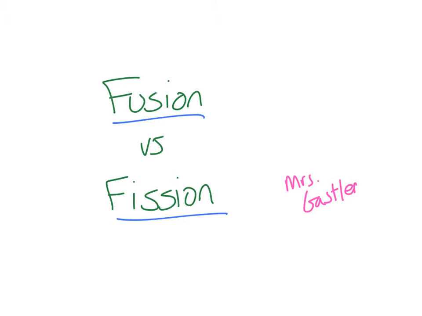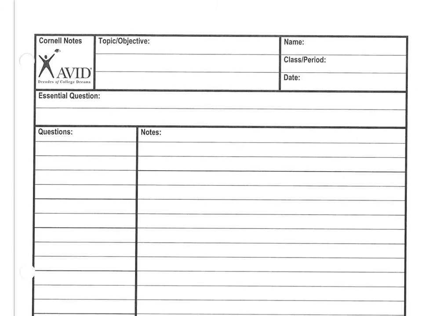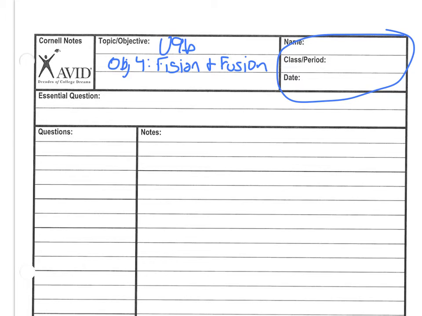So let's go ahead and get our Cornell paper out. Remember, up here is where you're going to put your name, class, and date, and we're going to fill in the topic. For Unit 9B, Objective 4, Fission and Fusion. So let's get our essential question here. What is the difference between fission and fusion?